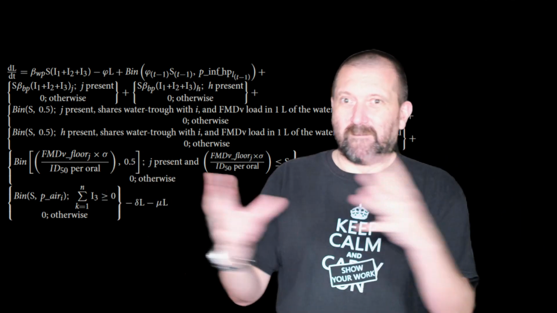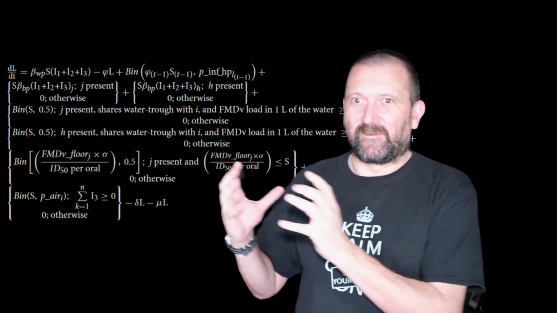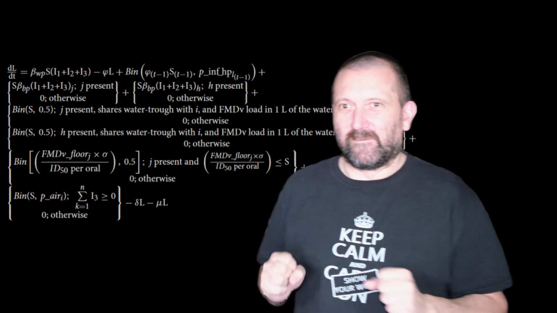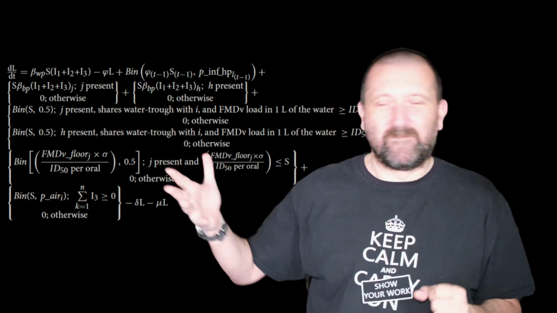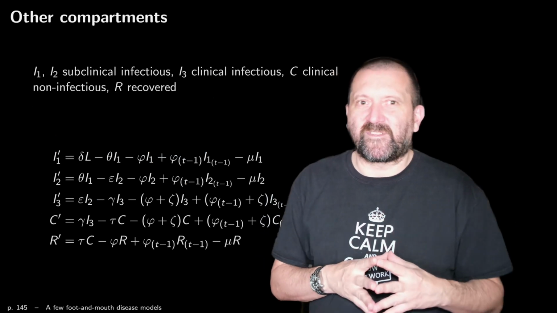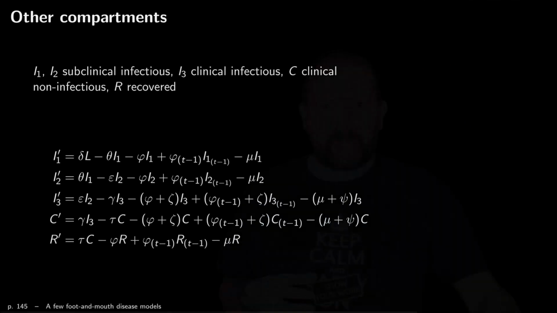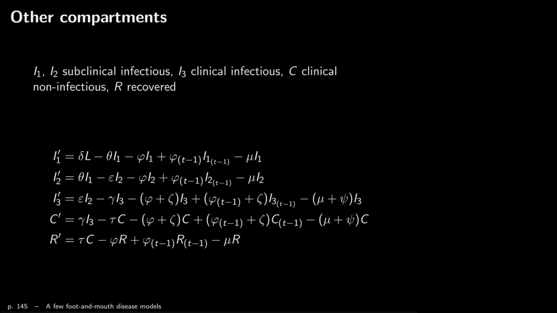They just indicate that susceptible individuals flow into the latent compartment at a corresponding rate. For the other compartments, things are a bit simpler. You can see the two subclinical infectious, I1 and I2. I3 is clinical infectious, C is clinical non-infectious, and R is recovered.